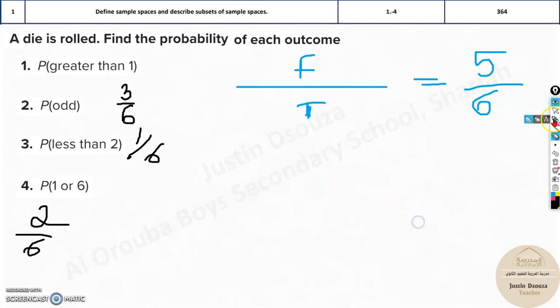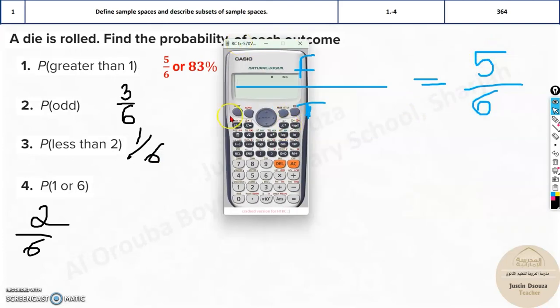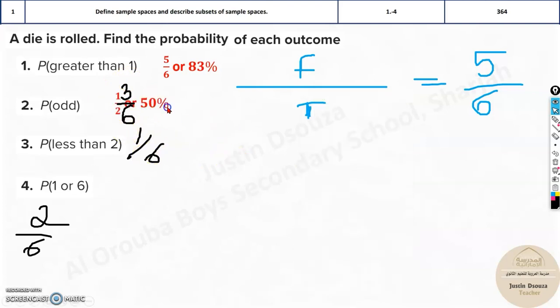Now let's look at the answers. Over here you can see it's 5 by 6 or 83%. What does that mean? This basically means 5 divided by 6, or if you want in terms of percentage, you have to just multiply by 100. It is 83.33%. Now same thing over here, you can just reduce them. 3 divided by 6 will be 1 half, and that's the answer, is 50%.